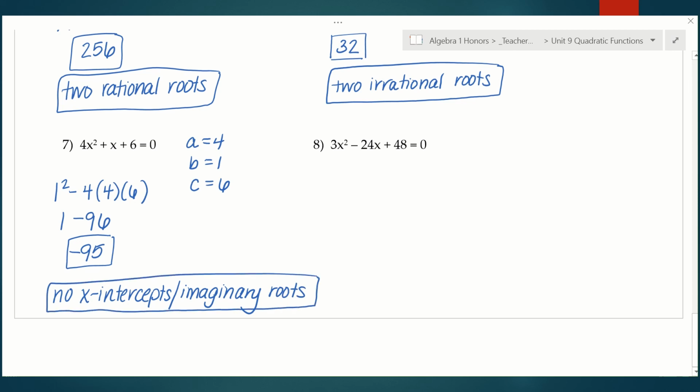Okay, number 8. Good thing we are almost done because something is going on upstairs. I can hear my kids pounding. I have to go check out what's going on up there.